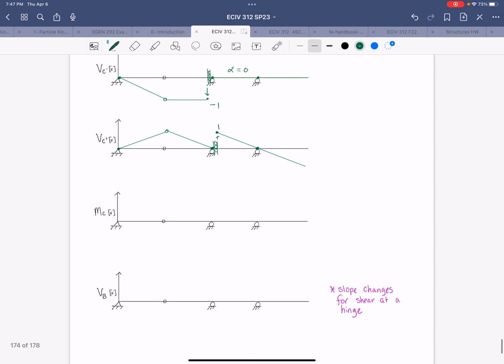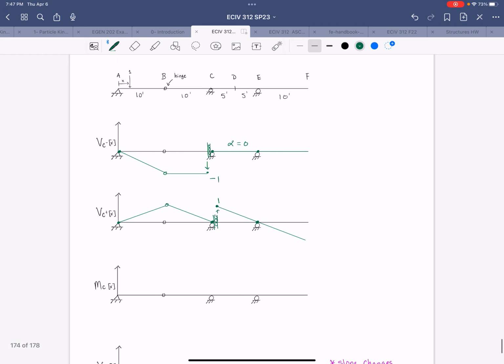Now, to finish this influence line, in this case, the geometry is pretty easy. So with all the spans being equal to 10 feet, this value will be 1 and this value will be -1.